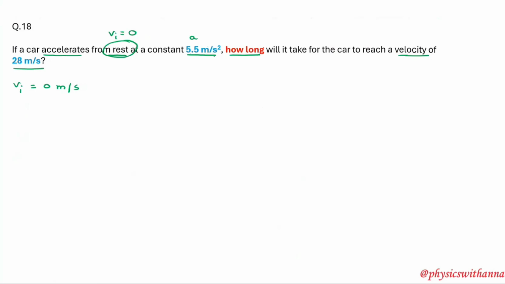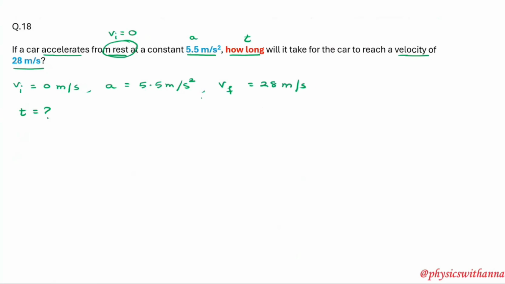If you have confusion, just look at the unit. Meter per second squared is for acceleration. So I write acceleration A, 5.5 meter per second squared. How long? That means they are asking you to find time. Whenever the question says how long, you need to find the time t. So time t is missing. Will the car take to reach a velocity of 28 meter per second? So this is my final velocity. This is what I want to reach in the end. So we have V final to be equal to 28 meter per second.